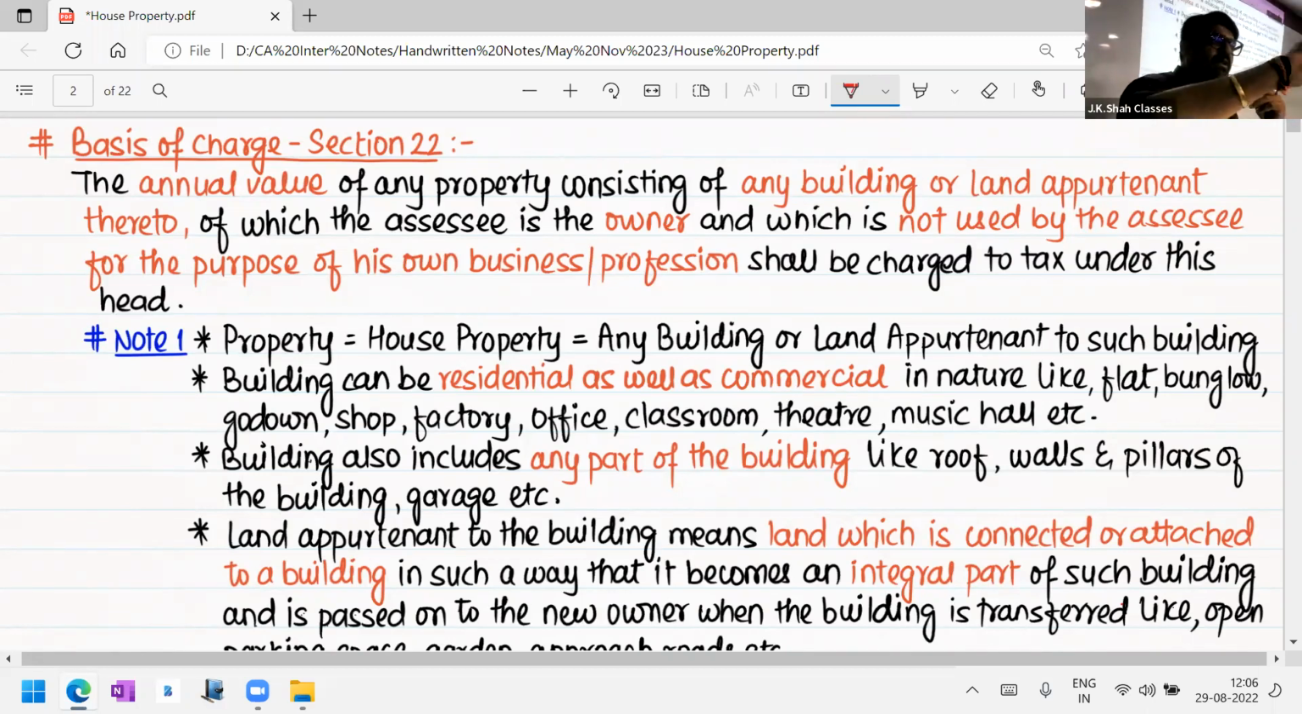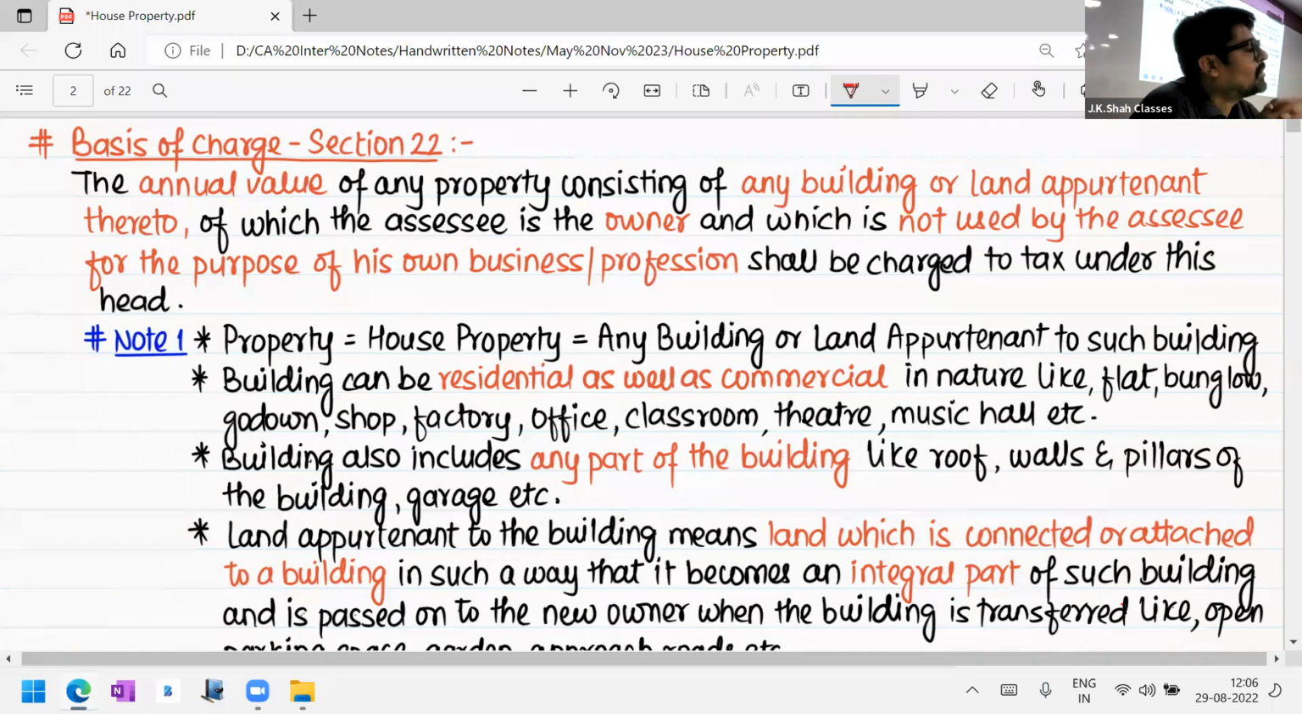Property 1, annual value, deduction. Property 2, annual value, deduction. Property 3, annual value, deduction. Are you all getting me? Yes, sir. Then you will get the final income from all the properties. You add all of them, you will get income under the head house property. Understood? Yes, sir. Then there are concepts like 25, 25A, then 26, 27, all those concepts we will also do. But first of all, you got the idea.